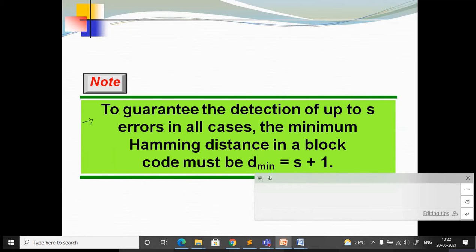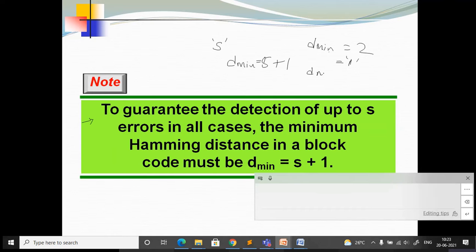To guarantee the detection of S errors, if you want to identify S errors, the minimum Hamming distance in a block code must be d min is equal to S plus 1. There should be one extra word. If I say d min is equal to 2, that is nothing but 1 plus 1, so it can detect only one error.